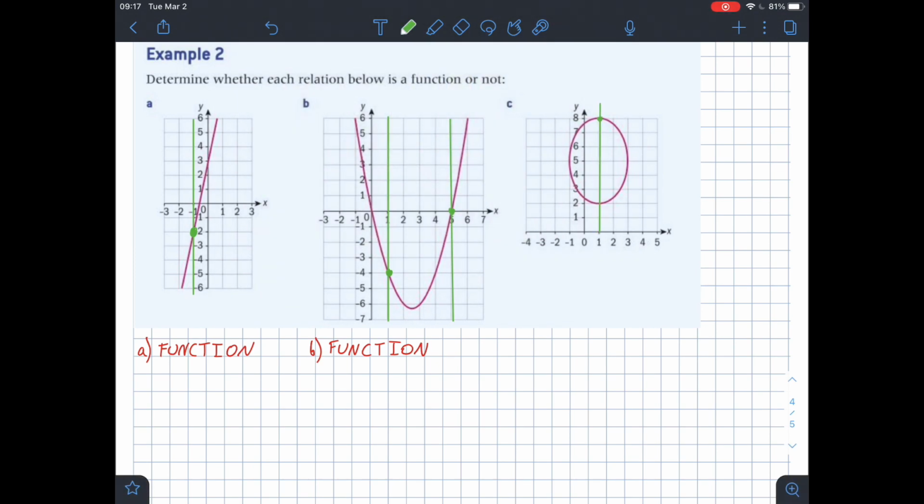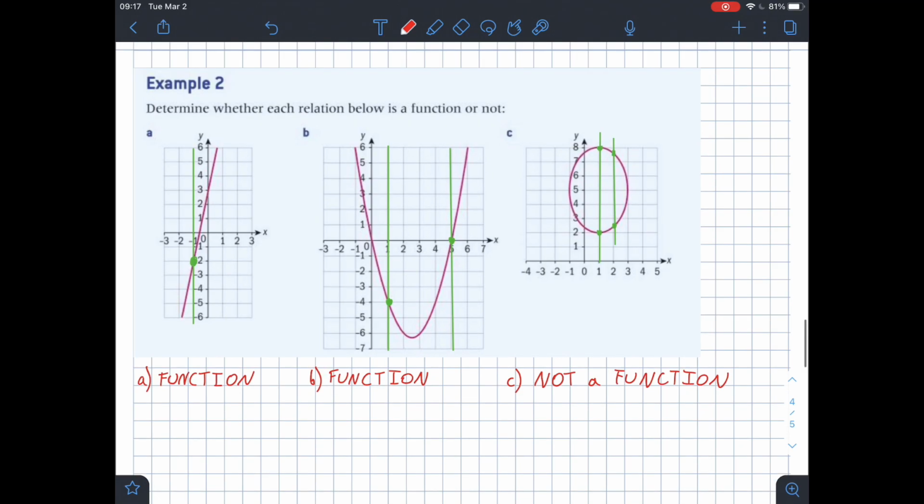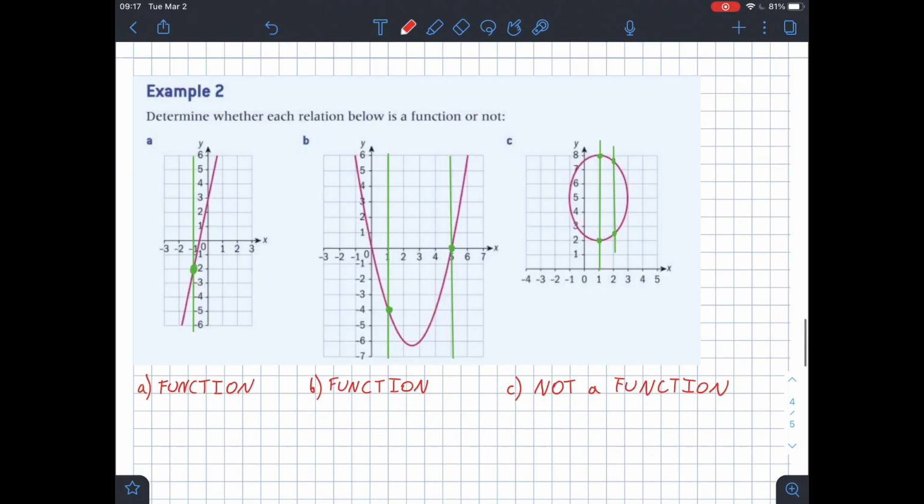And for the last case, well, you see that if we trace any vertical line, we're cutting the graph at 2 points. So this is definitely not a function, right? Or here, we're cutting it in 2 points. So graph C is not a function. Okay, so this is how we use the vertical line test in order to determine whether a graph, or a relation, is a function or not.